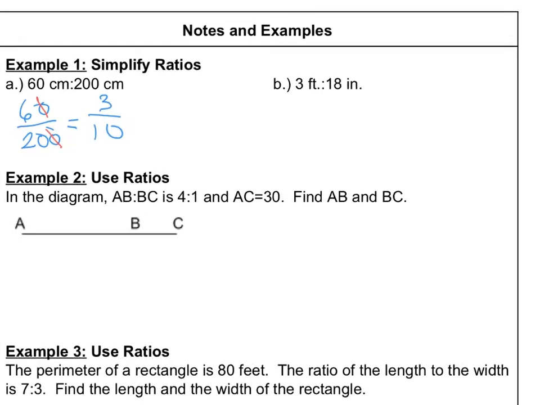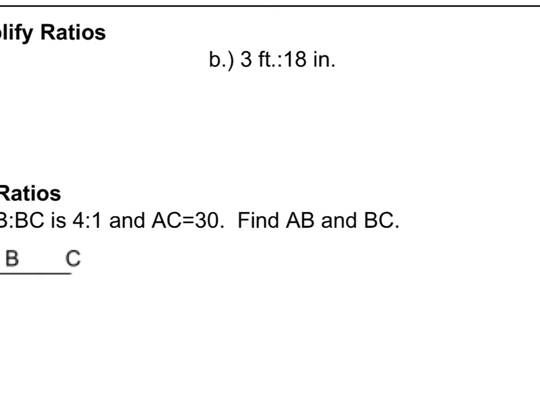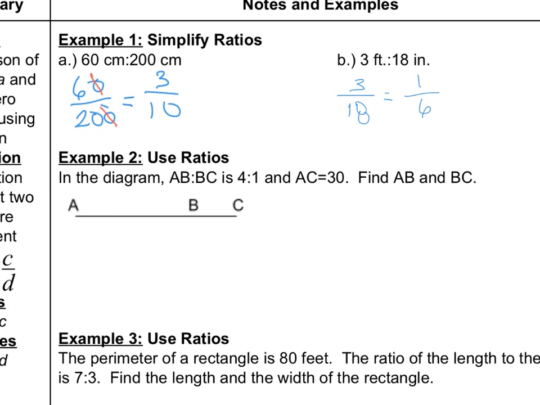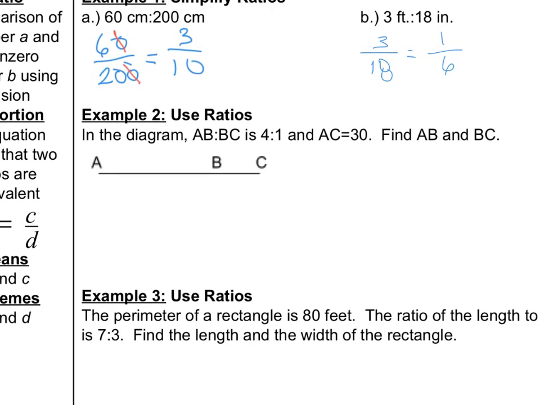In B, we have 3 over 18. 3 goes into itself once, and 3 goes into 18 6 times. Again, you could use your calculator if you struggle with your fractions a little bit. I know some of us do. I do a little bit too at times. That's okay. But that's just how you simplify fractions. You're reducing a fraction, putting it in its smallest form. You may have heard it called that over the years.